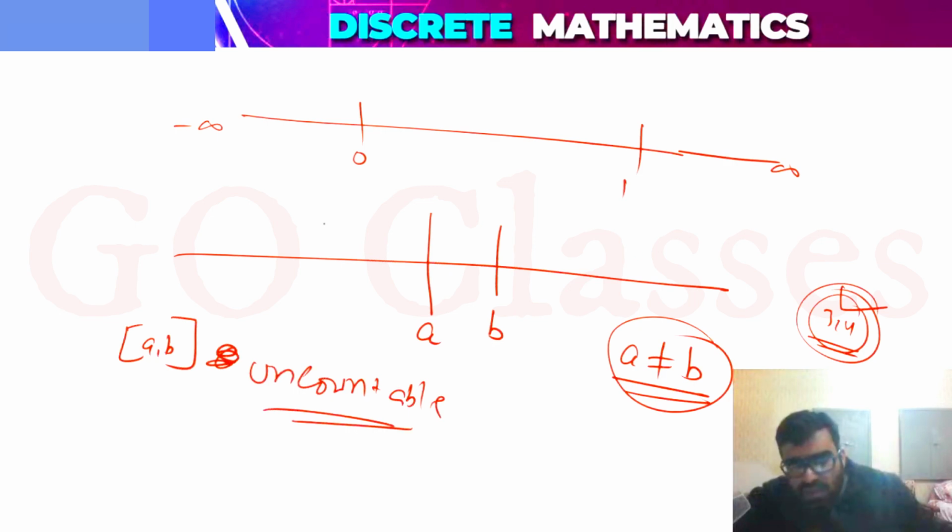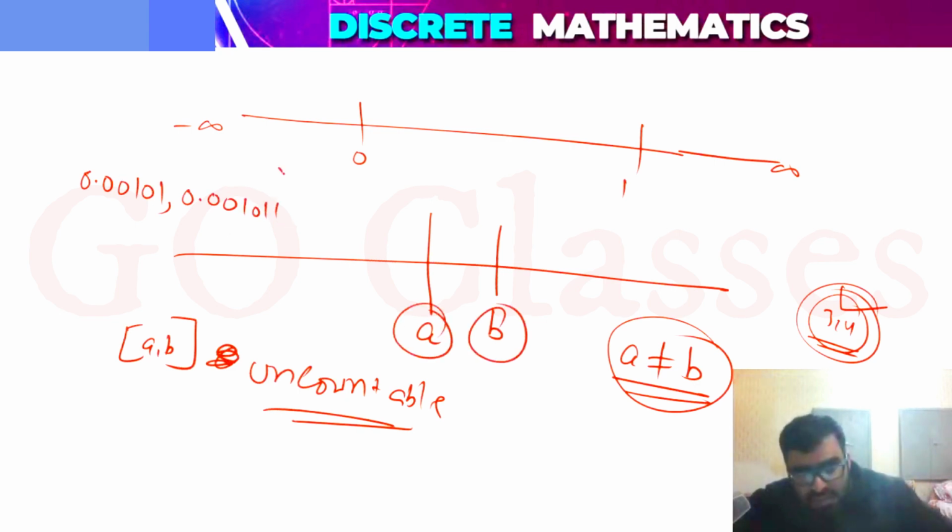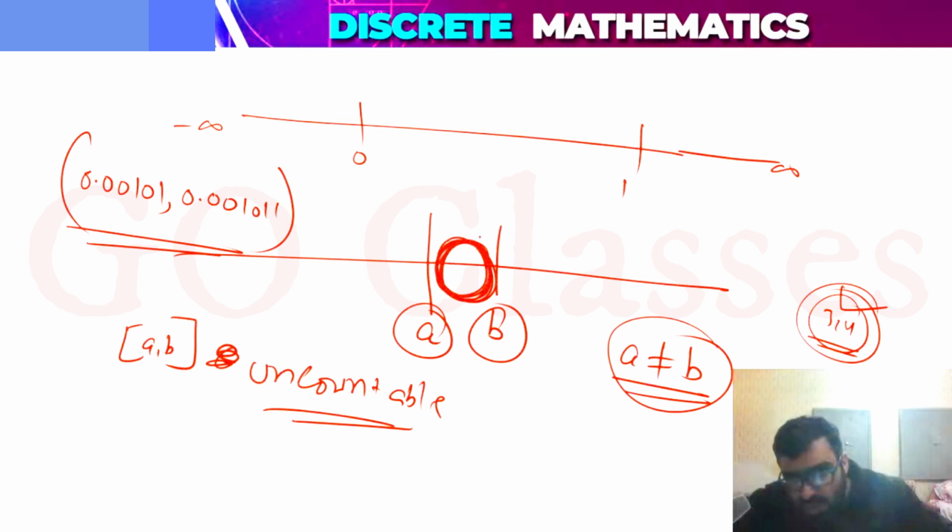For example, maybe one real number that you can have is 0.01. Maybe this is your one real number. Another real number maybe could be 0.00101111. You can see if you have two different real numbers, then the set of real numbers between them, that will be uncountable.